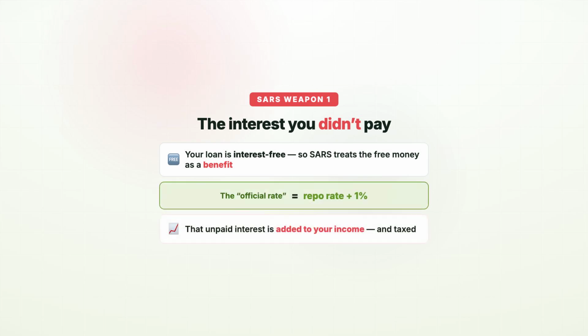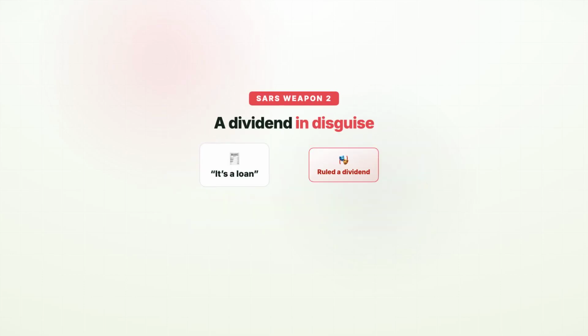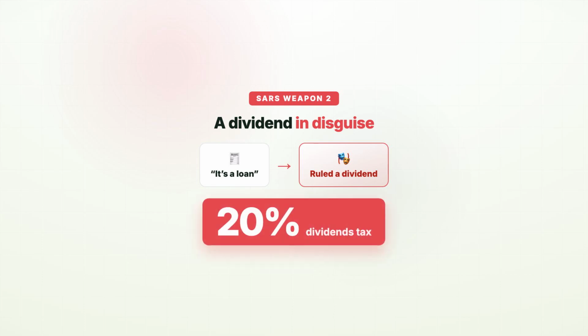The first, your loan is interest-free, and SARS treats free money as a benefit. The interest you should have paid, at the official rate, the repo rate plus 1%, gets added to your income and taxed. The second weapon is sharper. If you're a shareholder, SARS can decide that loan was never really a loan at all. It was a dividend in disguise, and they'll tax it at 20%, exactly as if you declared it properly.